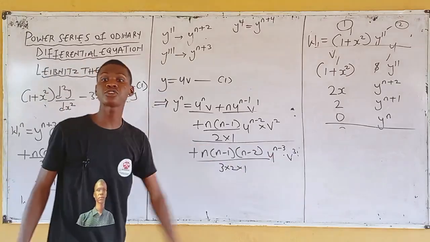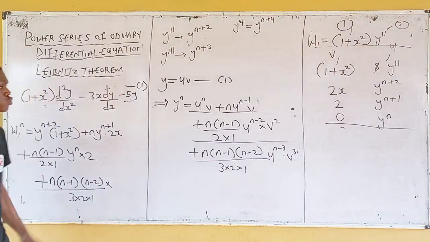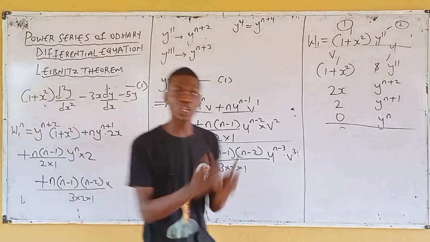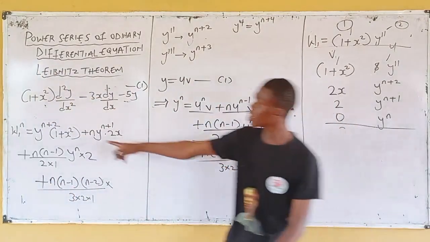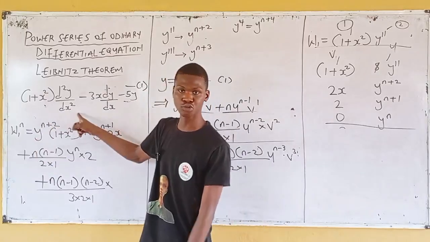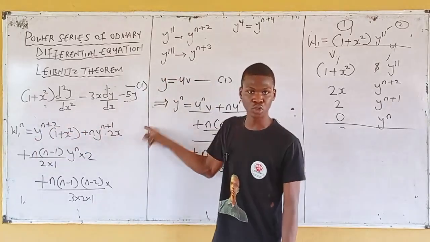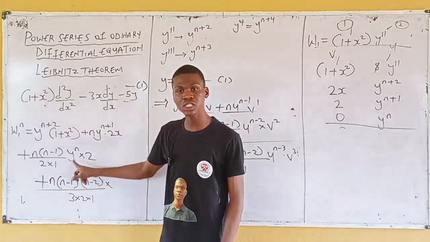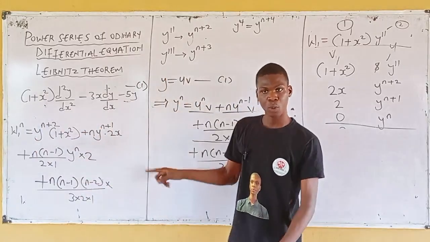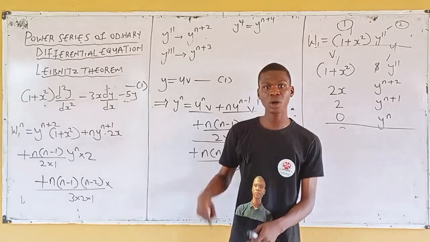U raised to the power of n minus 3 will be what in this case? You know, the power of u is decreasing. If this is your initial u, which is y raised to the power of n plus 2, the next one, y raised to the power of n plus 1, you are subtracting 1 from it. The next one is y raised to the power of n. The next one will be what? Y raised to the power of n minus 1.